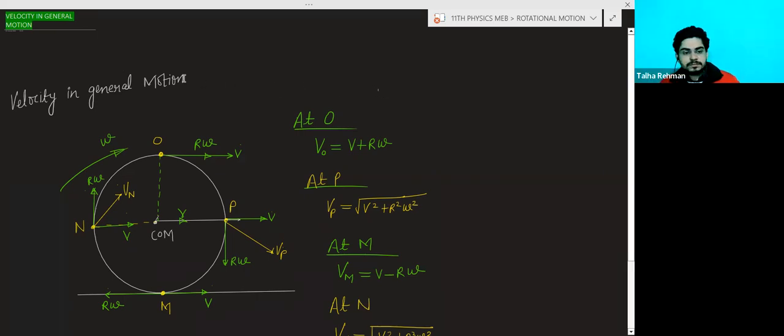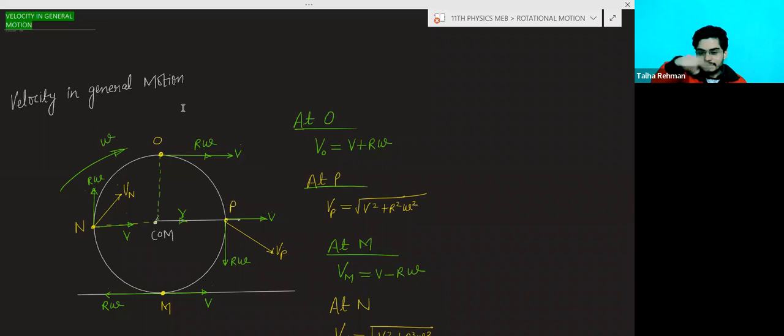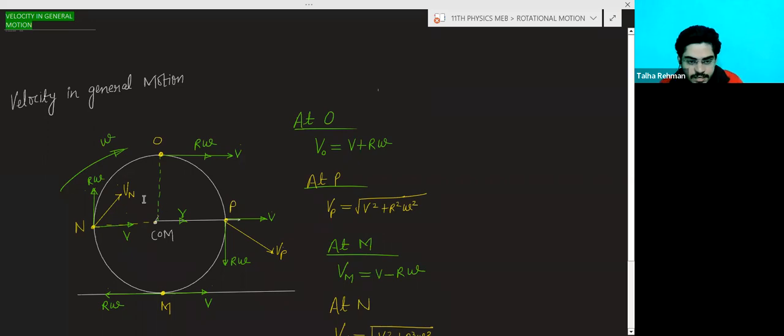So, in the last class, we discussed velocity in general motion. So, what is general motion? When the body is rotating and at the same time moving linearly, like this. Okay, it is moving linearly and rotating also. That is the general motion. So, we were discussing the velocity in general motion. So here, this is the case.